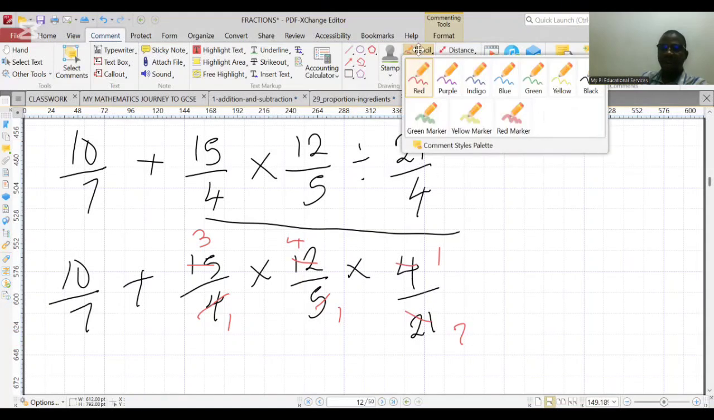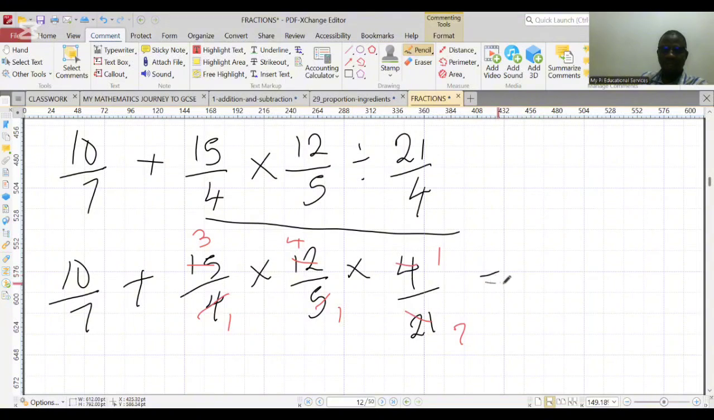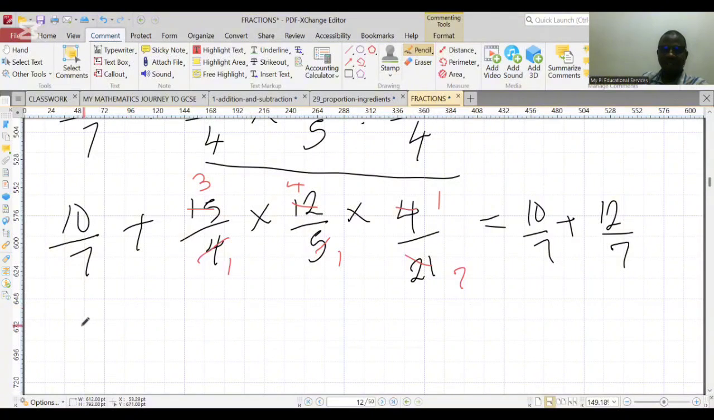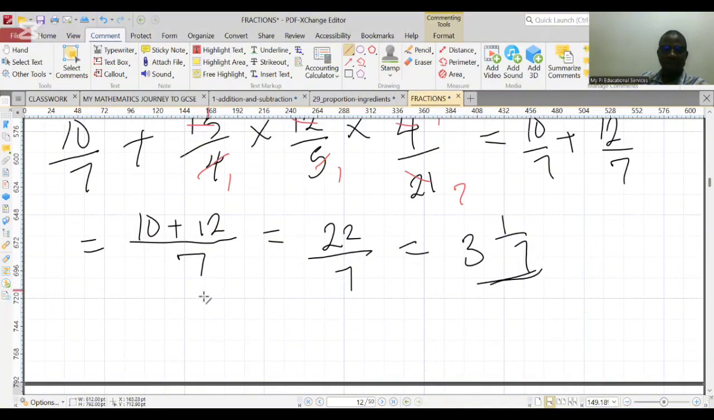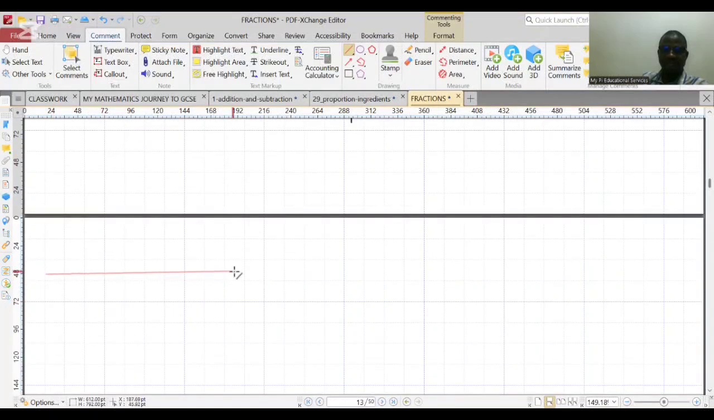So finally, we have this: 10 out of 7 plus 3 times 4, that will give you 12, out of 1 times 1 times 7 will give you 7. So these are like fractions. So we add the fractions: we pick one of the denominators, then add the numerators, and that will give you 22 out of 7, which is 3 whole number 1 out of 7. So that is it. Let's take a look at another example here.